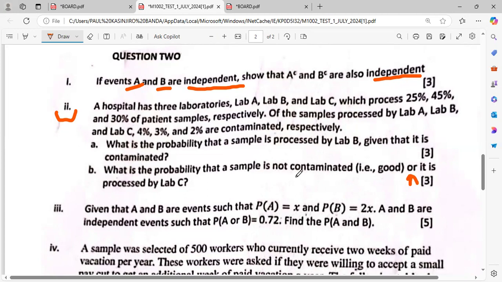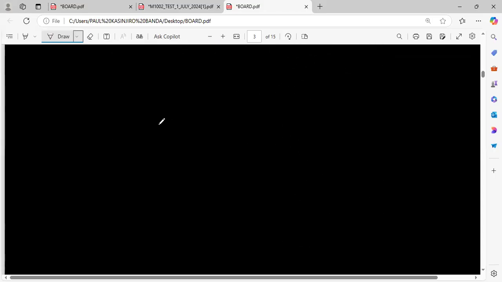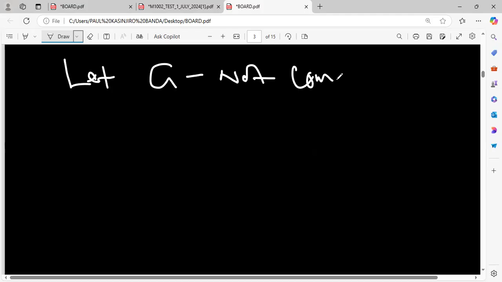So how can we find the probability that the sample is not contaminated? We're going to use the complement rule here. Let G, or any letter of your choice, mean that the sample is not contaminated, which is good. The sample is good if it's not contaminated.